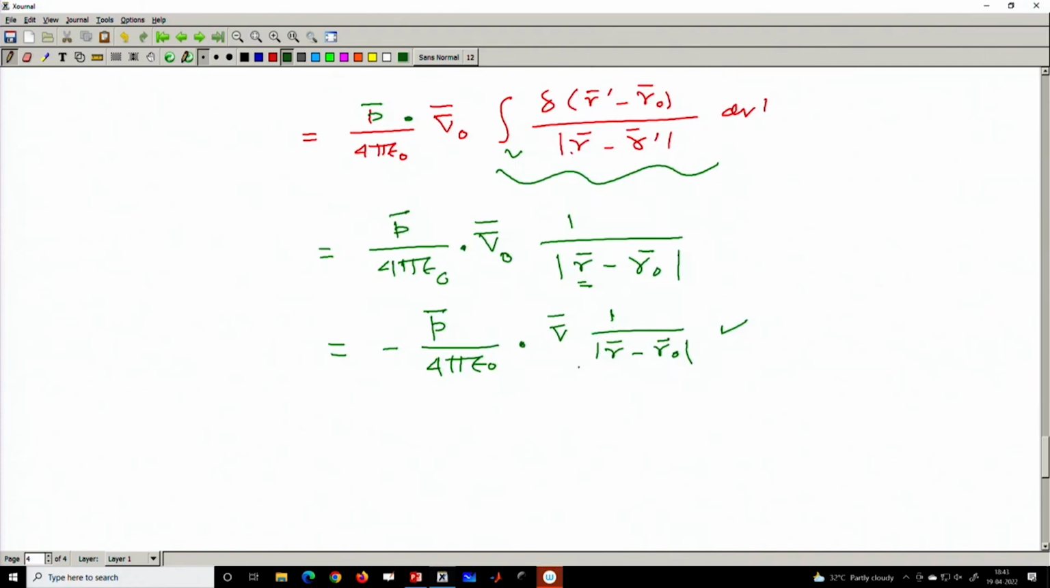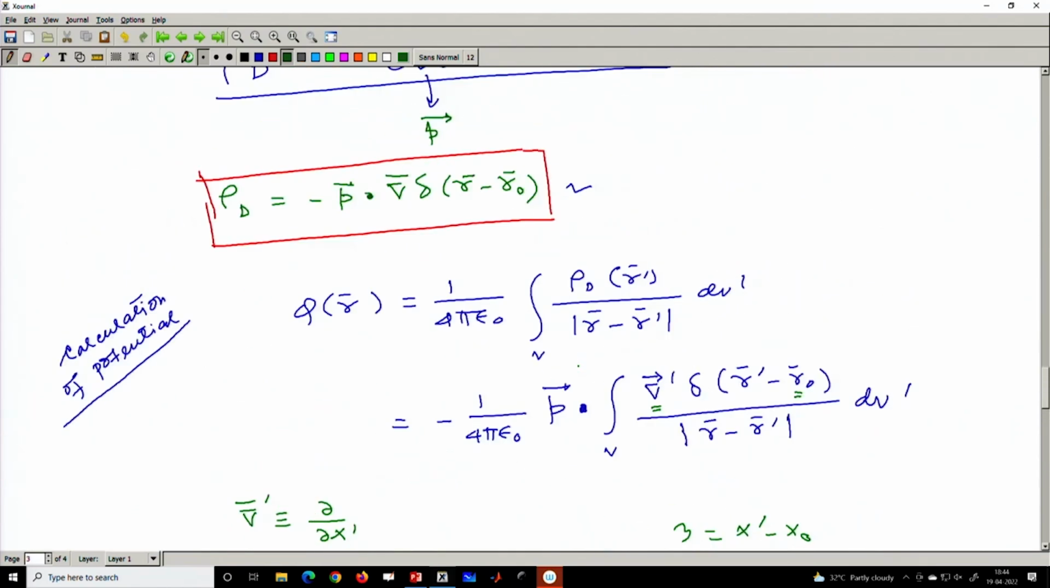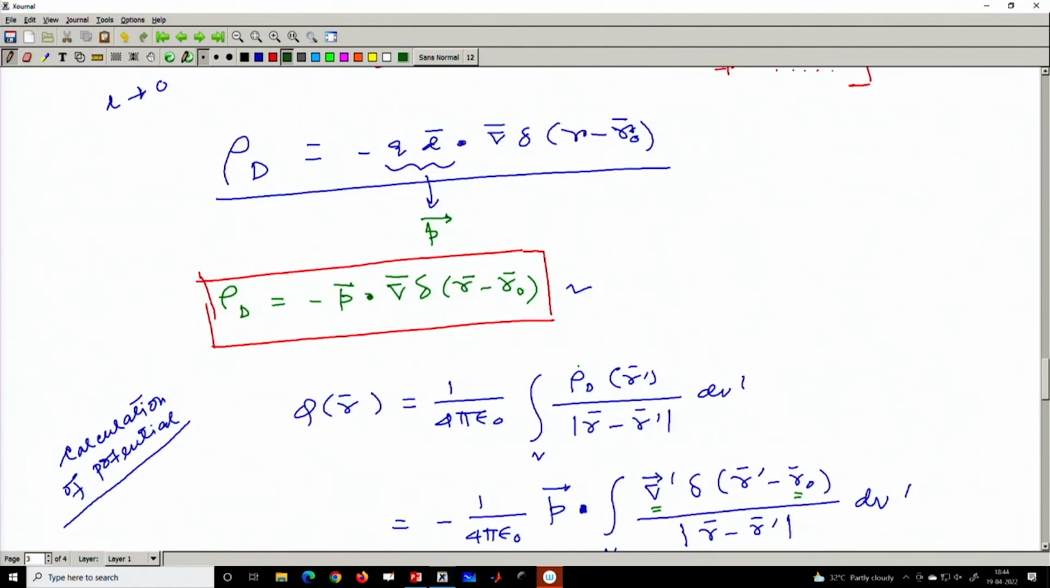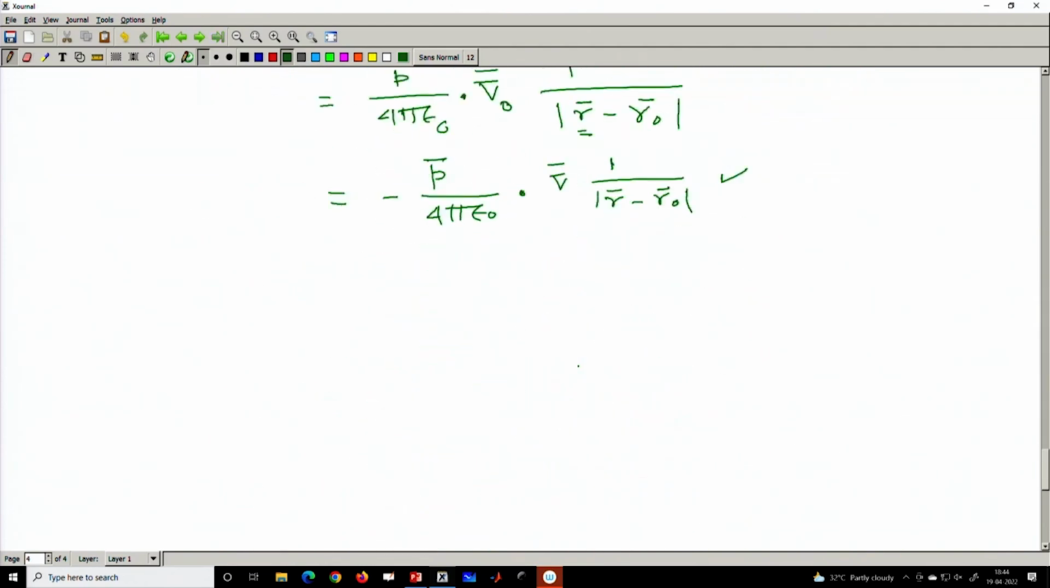So this is another way to find out the potential of this dipole by exploiting the density of the system of dipole, the charge density of the system of the dipole. So this is another way that people can also do.